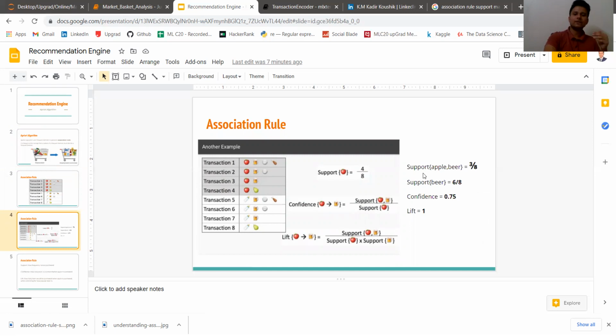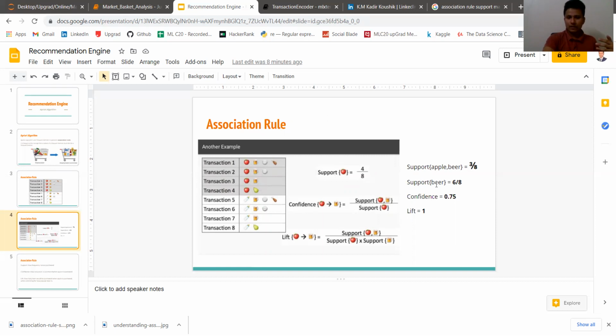Support is basically the number of times items are purchased divided by the total number of transactions. For example, support of apple is 4 divided by 8. The number of total transactions is 8, and how many times was apple purchased? 4 times. You can find support of multiple products as well. For example, apple and beer, how many times? So the support of apple and beer. You see apple and beer were bought together 3 times. So divide by the number of transactions. So here 3 by 8.